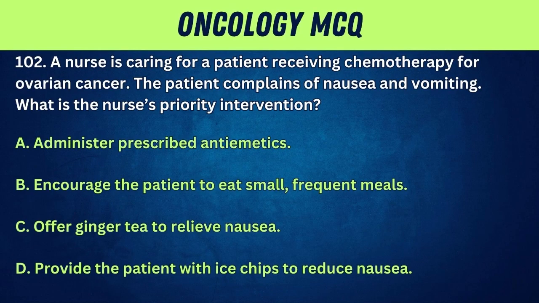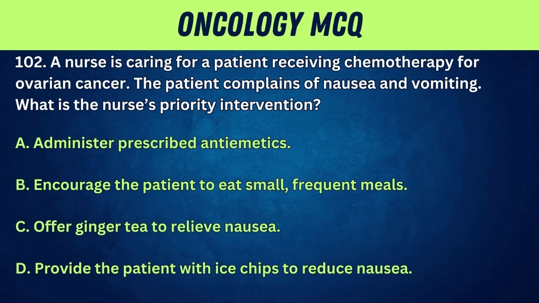102. A nurse is caring for a patient receiving chemotherapy for ovarian cancer. The patient complains of nausea and vomiting. What is the nurse's priority intervention? A. Administer prescribed antiemetics. B. Encourage the patient to eat small, frequent meals. C. Offer ginger tea to relieve nausea.